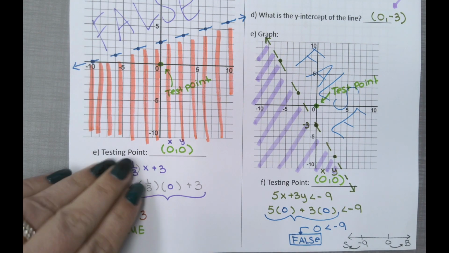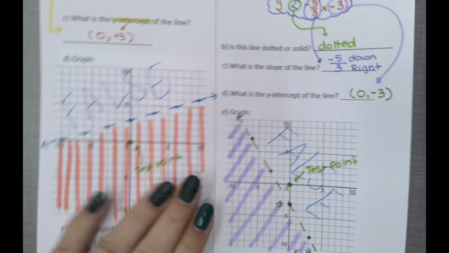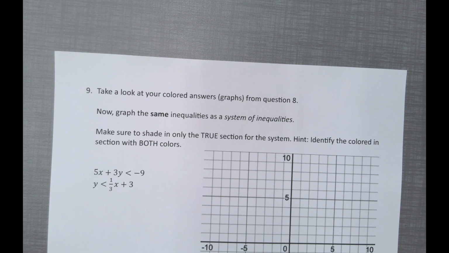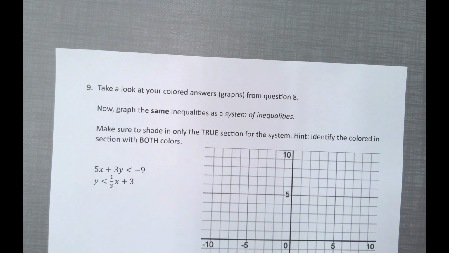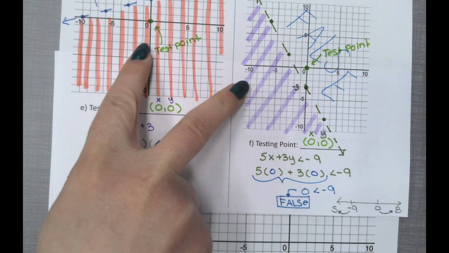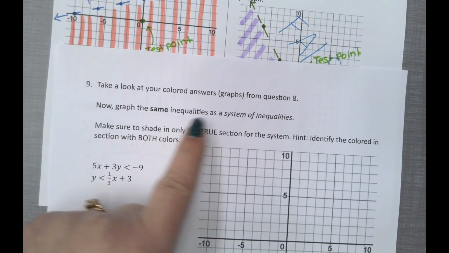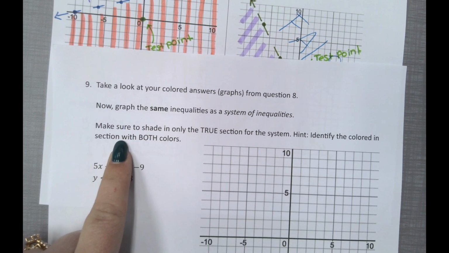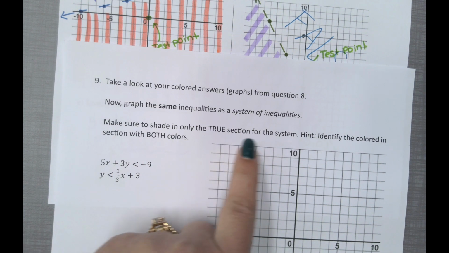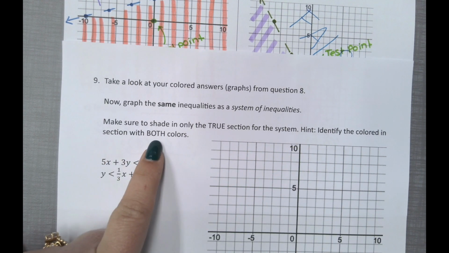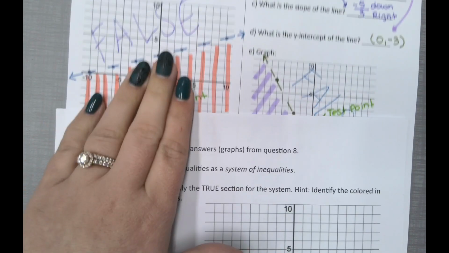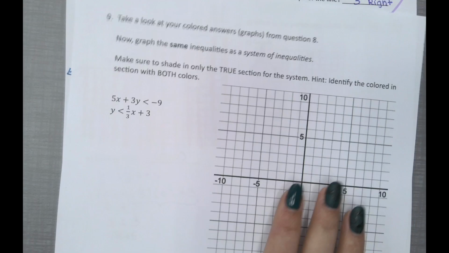Okay. Now moving forward to our last question, question number 9, I'm going to keep this with me because if you take a look at what this says literally, take a look at your colored answers from number 8. So here are my colored answers from number 8, my shaded in regions. Now, graph the same inequalities as a system of inequalities. Make sure to shade only the true section for the system. I gave you a hint. It says identify the colored with both colors. So we're going to graph exactly this and this on one axis.